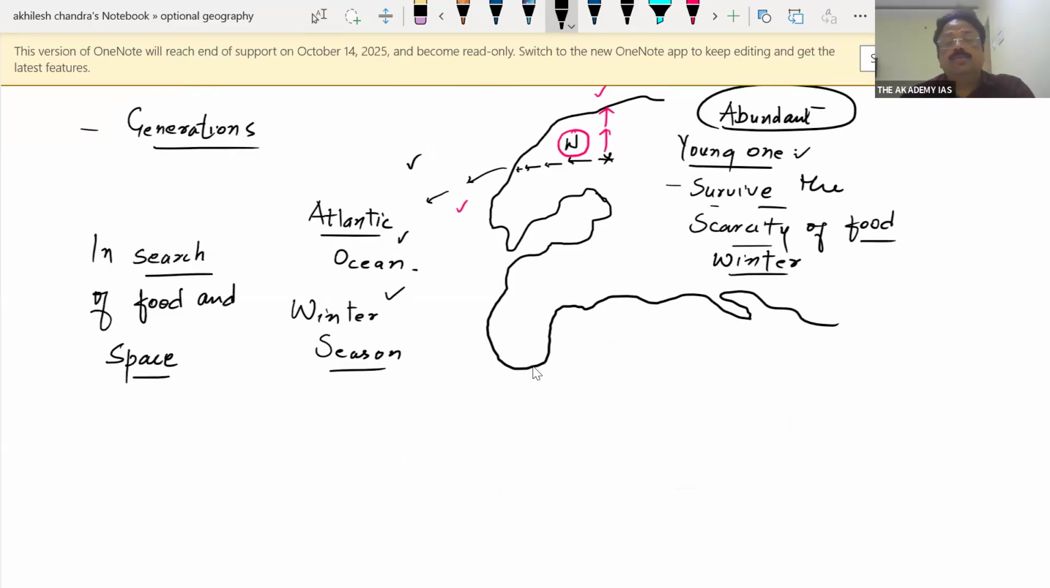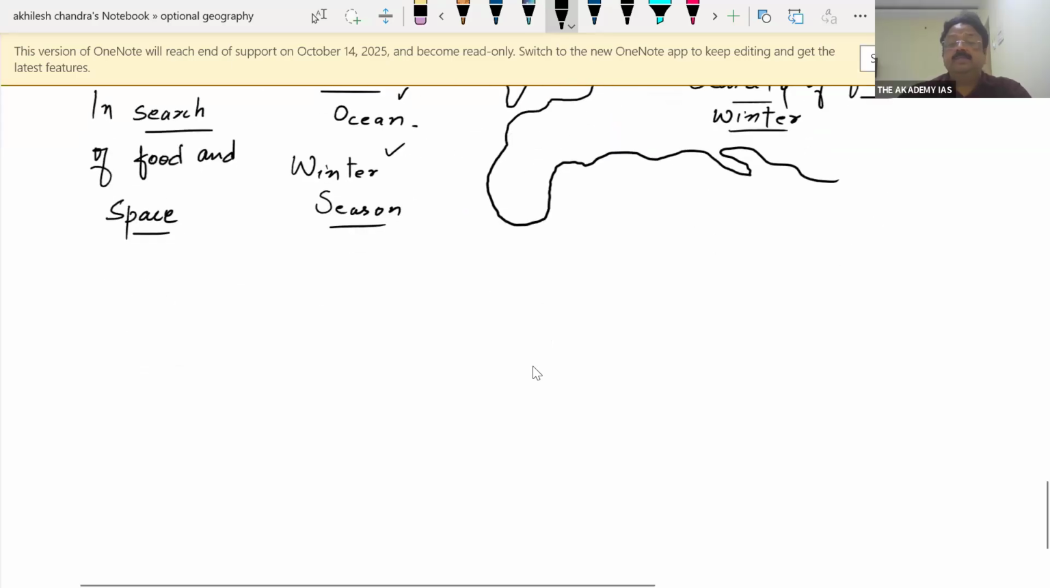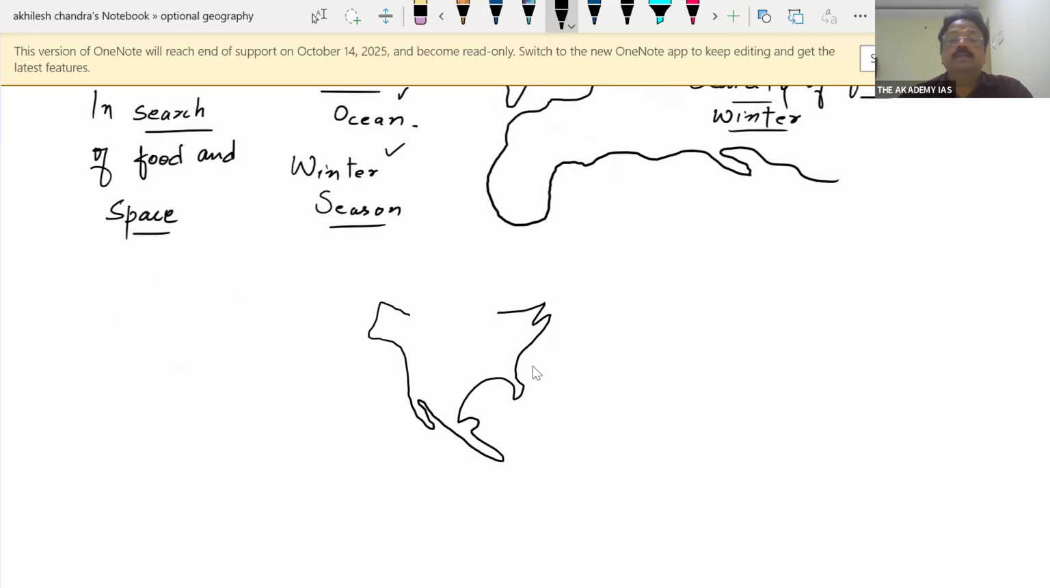So they are in search of food and space. Fine. And earlier, North America as well as Europe were close to each other. The Atlantic Ocean was not there. So these land masses were close to each other. At that very time, this was the scenario. Maybe possible. The Atlantic Ocean is not so big.